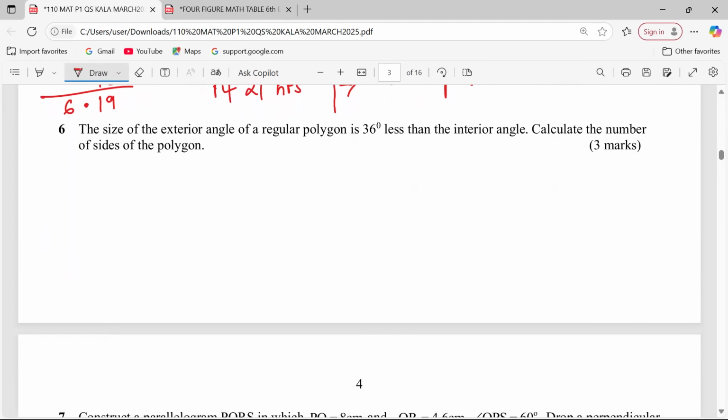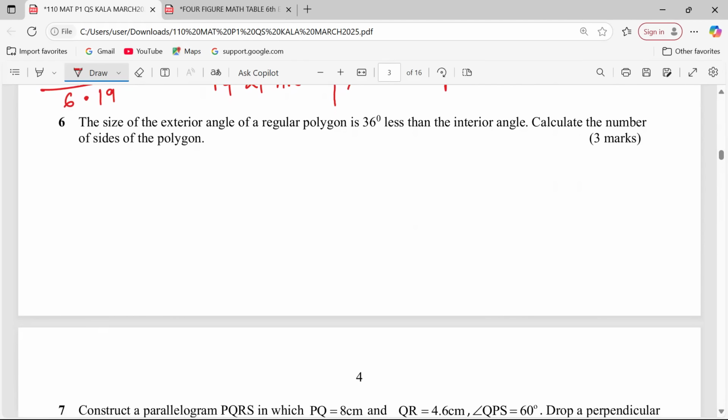Number 6, a very good question. The size of the exterior angle of a regular polygon is 36 degrees less than the interior angle. Calculate the number of sides of the polygon. Look at this relation that the size of exterior of a regular polygon is 36 less than interior. So we can let the interior angle be x, so that the exterior now is x minus 36.